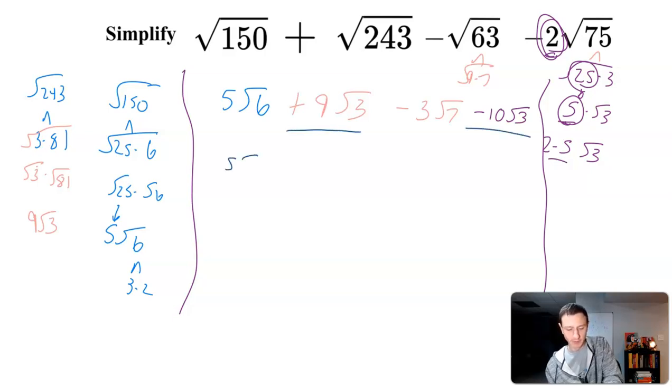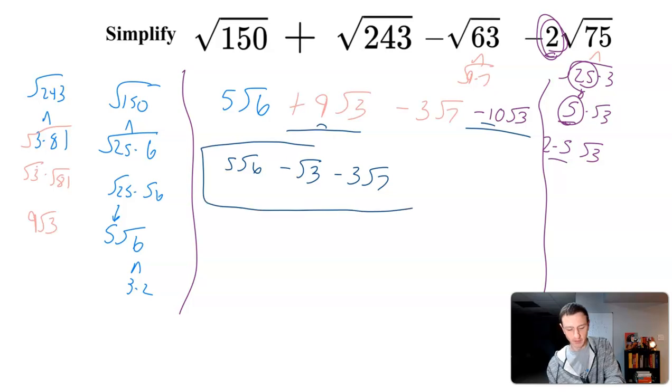So I'll have 5 root 6, and then I'll just combine the like terms. 9 root 3 minus 10 root 3. I'll do it right here. So 9 minus 10 is what I'm doing. 9 plus a negative 10 is negative 1. So negative 1 root 3. I'll just write minus root 3 minus 3 root 7. And there is the simplified answer.